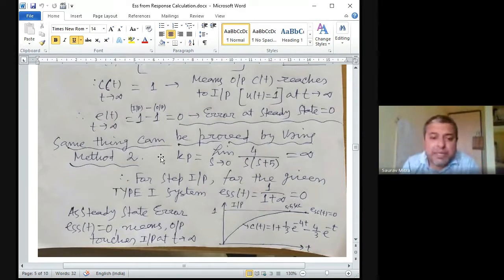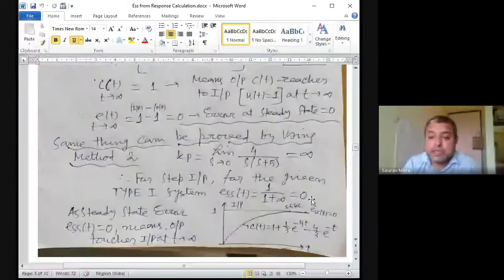That is what? Same thing, that is steady state error is equal to 0. That you can prove by method 2 as well. What is the method 2? Find Kp, because input given is unit step, so find Kp. Kp is limit s tends to 0 GSHS, so this is 4 divided by s into s plus 5. Substitute 0 here, so this becomes 4 by 0 into 5, so this will become infinity. And what is the error? ESS. ESS is equal to 1 by 1 plus Kp, and Kp we have found as infinity, so ESS is equal to 1 by 1 plus infinity is equal to 0. Whenever I am saying that steady state error is equal to 0, that means output will touch the input.